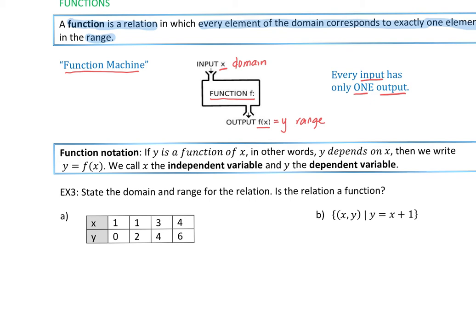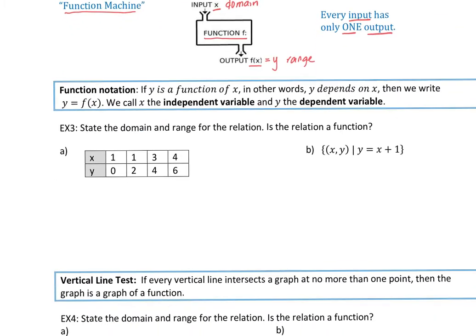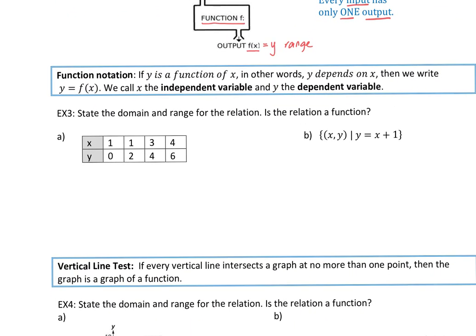Something else that's going to come up is what we call our function notation. And this is something that I know you guys are all familiar with. So when we talk about our function notation, if y is a function of x, in other words, if y depends on x, which is what we have in a function, right? The y value depends on what x value you put into your function. Then we can write y equal to f of x. Now the f of x is not multiplication. It's function notation. It says that you're putting an x into your function f.